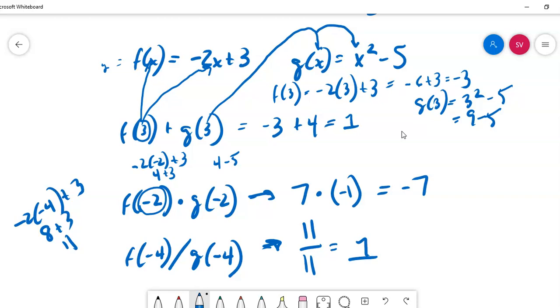And then here you can see that we added two functions together, and the results after we plugged in an x value were multiplied and divided. And that's really all there is to it. Nothing more. Trying not to overcomplicate this. It's just basic algebra, just plugging in and substituting and getting results.